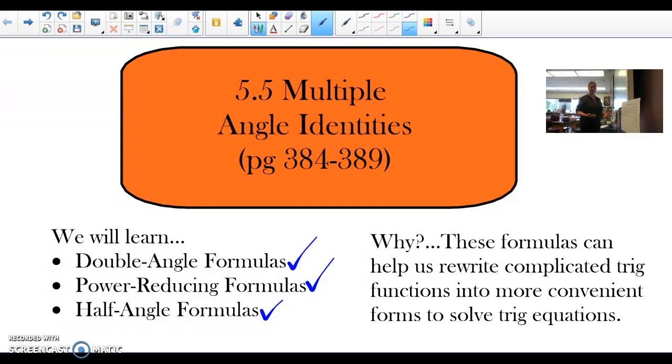Why are we learning this stuff? Well, these formulas can help us rewrite very complicated trigonometric equations and solve them, making them into something that's more convenient for us to use.